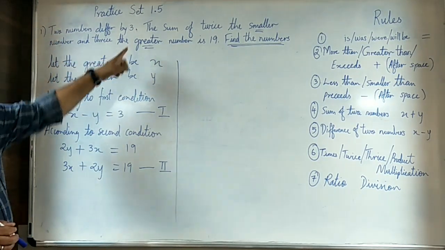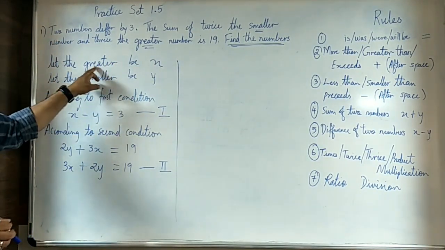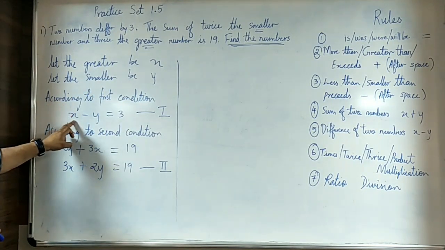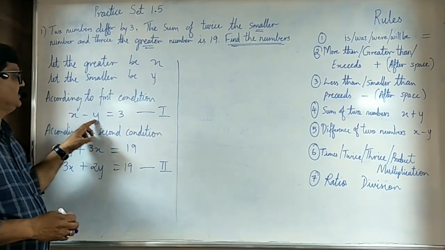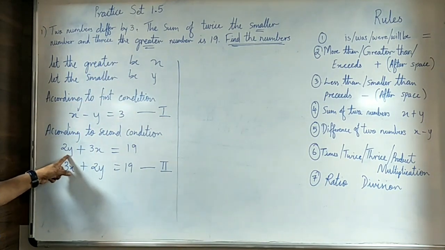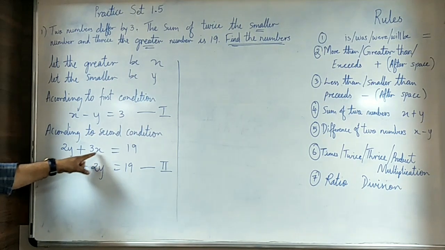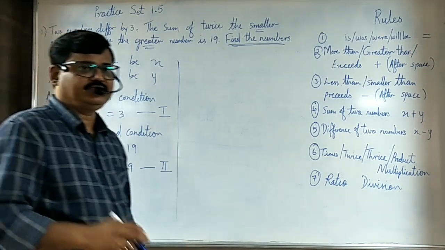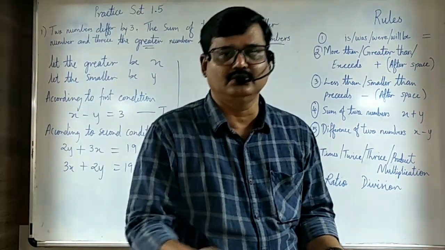Two numbers differ by 3. Let the greater number be x. Let the smaller number be y. And then they differ by 3, that means x minus y is equal to 3. And then twice the smaller number and thrice the greater number, and the sum of twice the smaller number and thrice the greater number is 19, and this is how I got equation number 2. After getting this, you know the procedure.